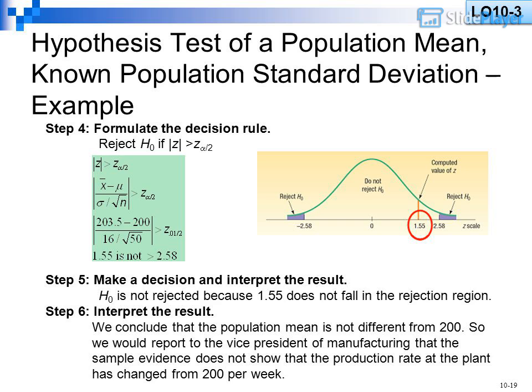Step 5, make a decision and interpret the result. H0 is not rejected because 1.55 does not fall in the rejection region. Step 6, interpret the result. We conclude that the population mean is not different from 200, so we would report to the Vice President of Manufacturing that the sample evidence does not show that the production rate at the plant has changed from 200 per week.